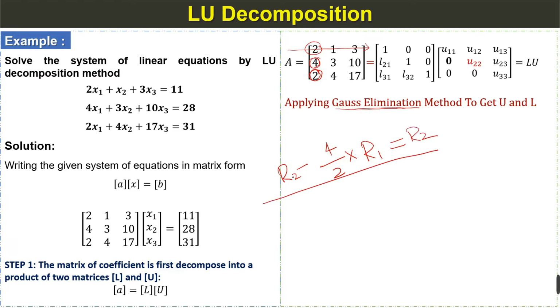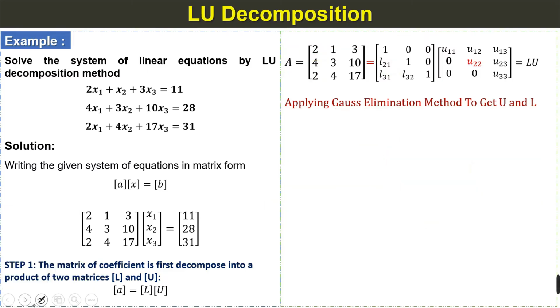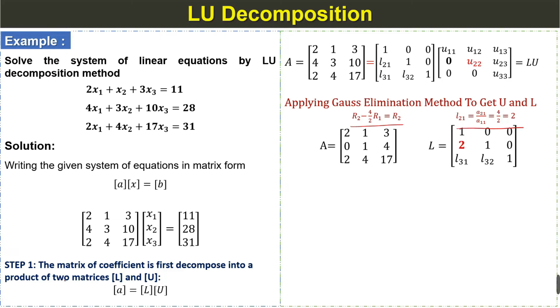Similarly, we get the element of the lower triangular matrix, L21, which is equal to A21 divided by A11. This is A21 and this is A11, which is equal to 4 divided by 2. This will give us 2, meaning L21 will be 2. Here we can see that this term is eliminated now, and here we get the term L21.